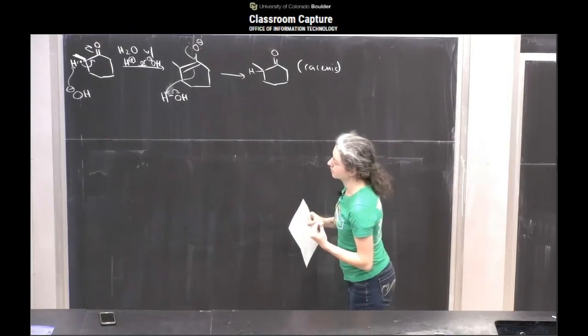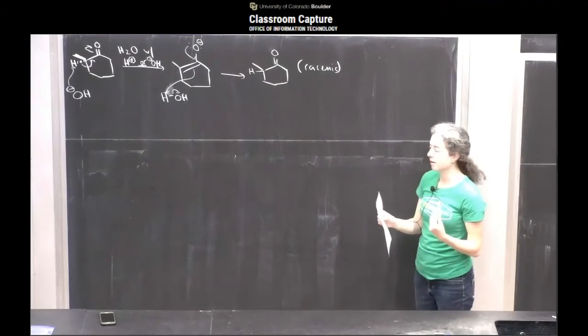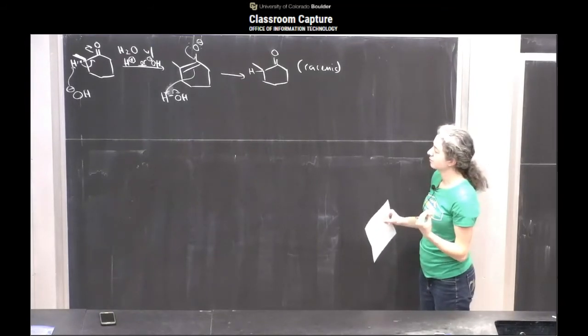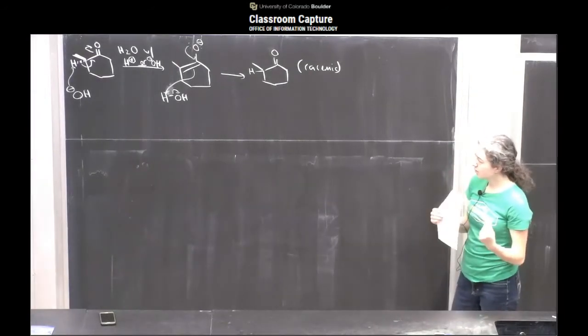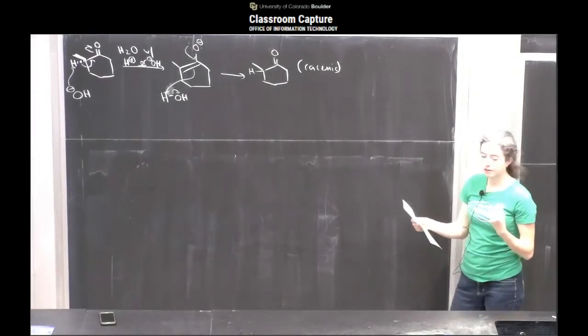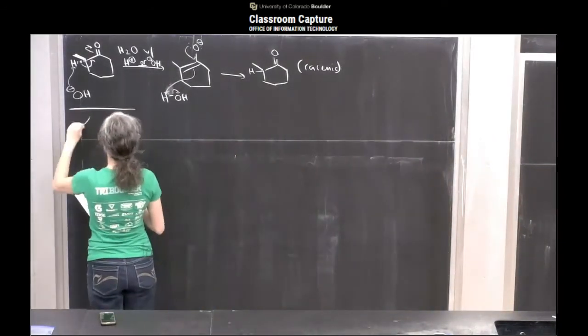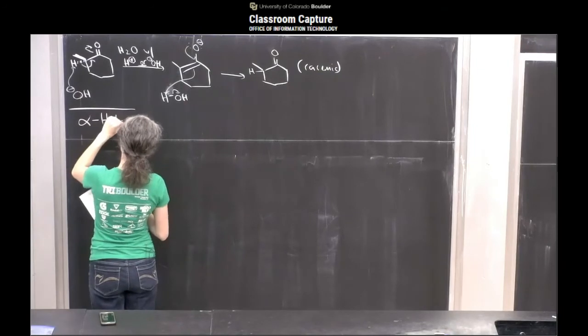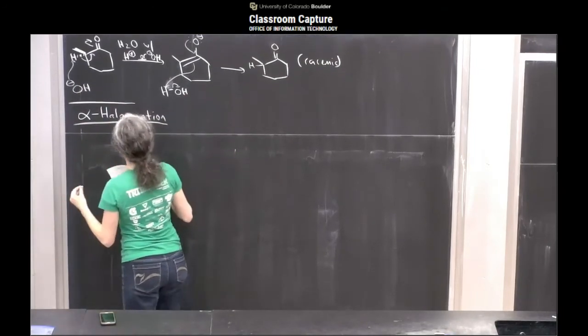In fact, they're something that you would normally probably be trying to avoid, but they are something to be aware of. You're not really going to be able to accomplish much using these in synthesis, though. Okay, so the next reaction we're going to look at is actually super useful for synthesis. And this is alpha halogenation.